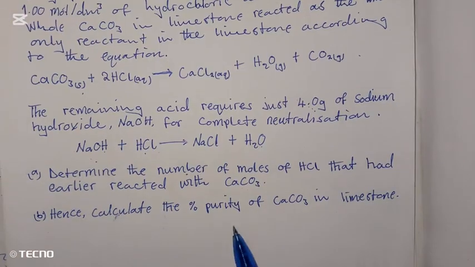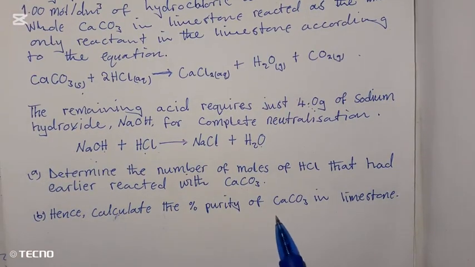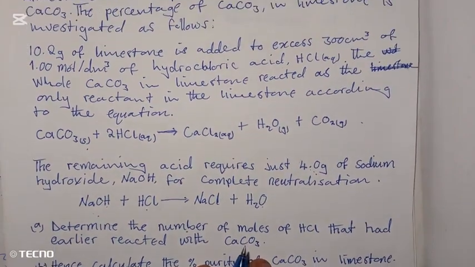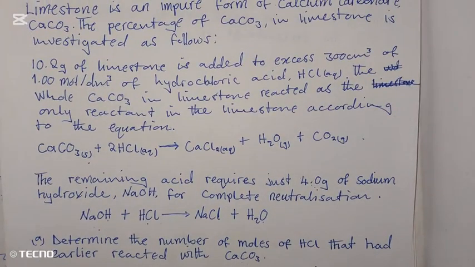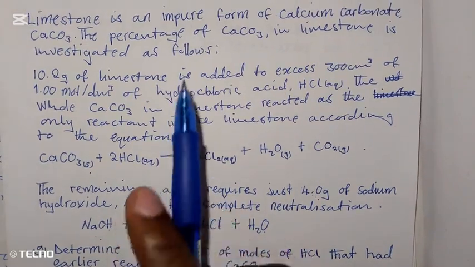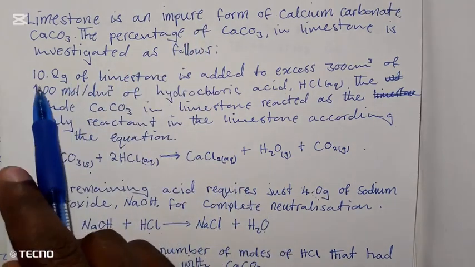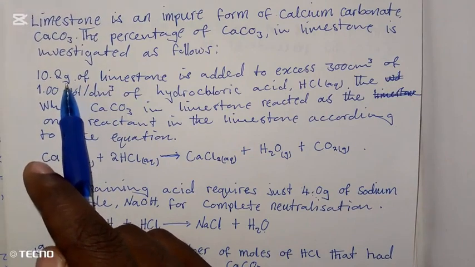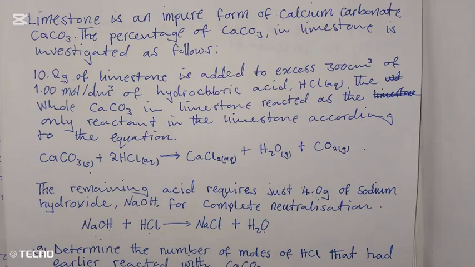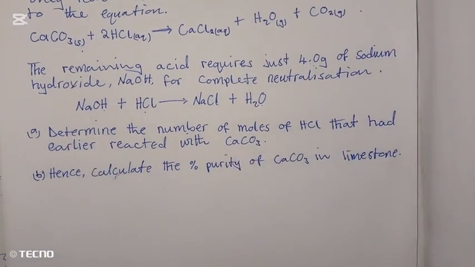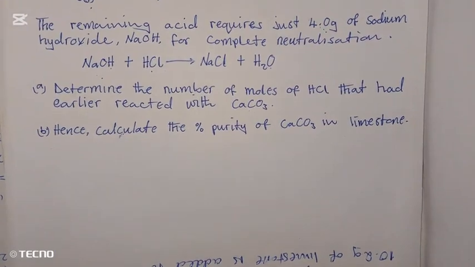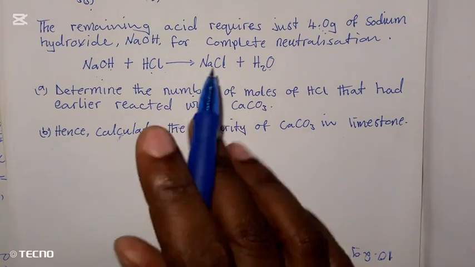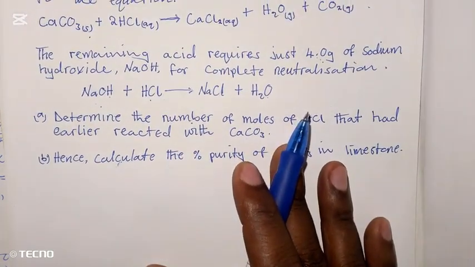B says calculate the percentage purity of calcium carbonate in limestone. So now we also need to follow what we have been given. This limestone is impure, as you can see there. So this mass that we have been given is impure. What we need to do first is to write down the formula that is used when calculating the percentage purity.